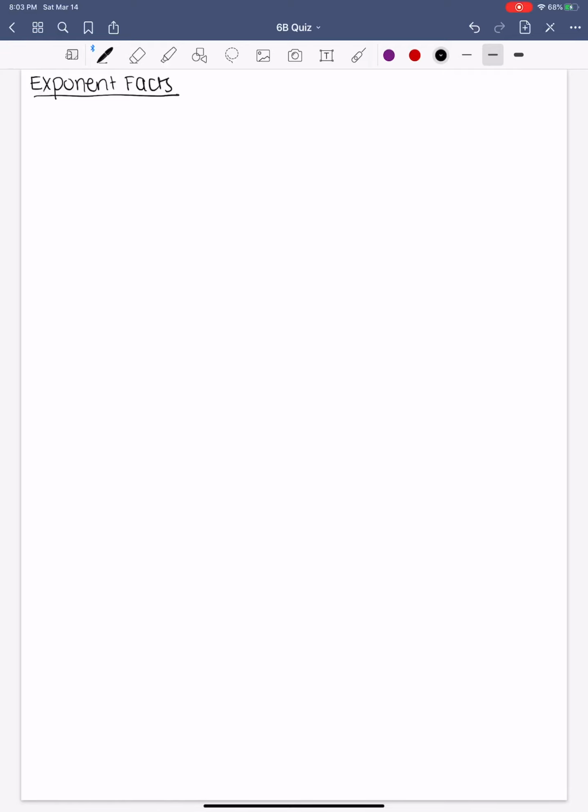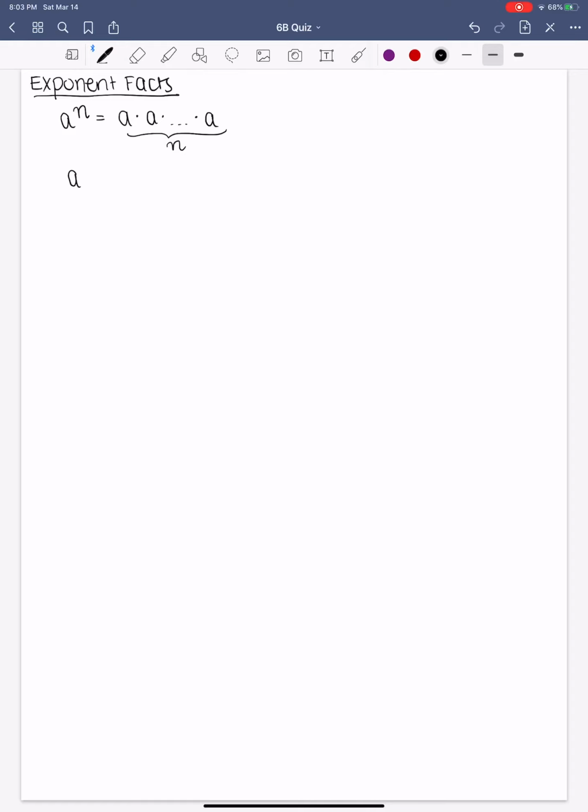So we first start with the definition of an exponent. We have the base, a, and n is also called the exponent. This just means that the number a is going to be multiplied by itself a total of n times. And using this definition, we actually can just deduce a lot of the facts right off the bat.